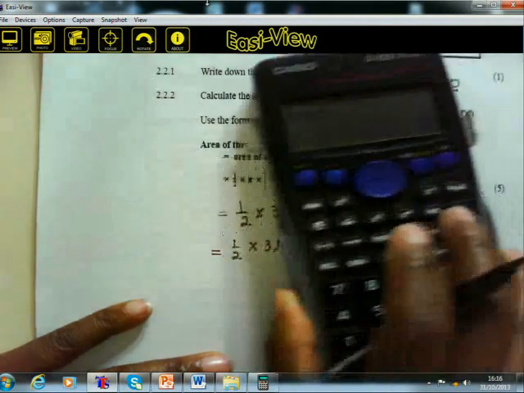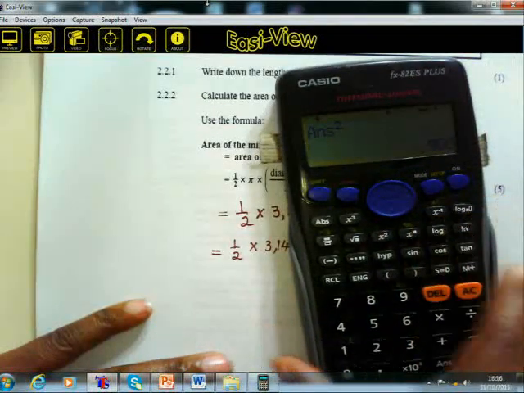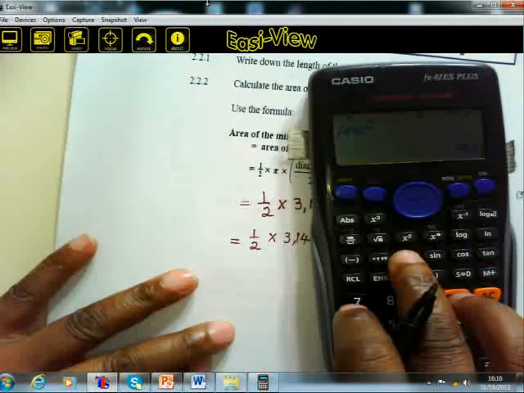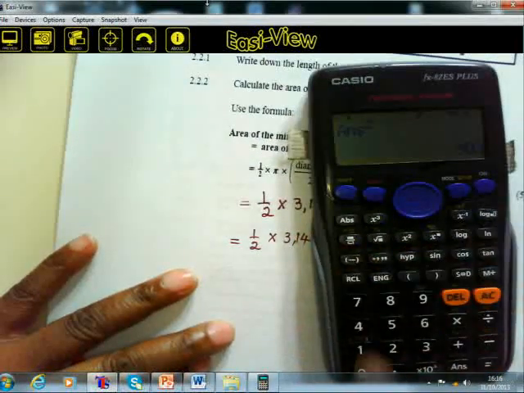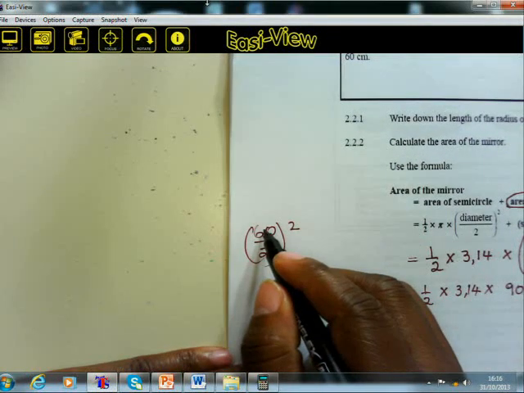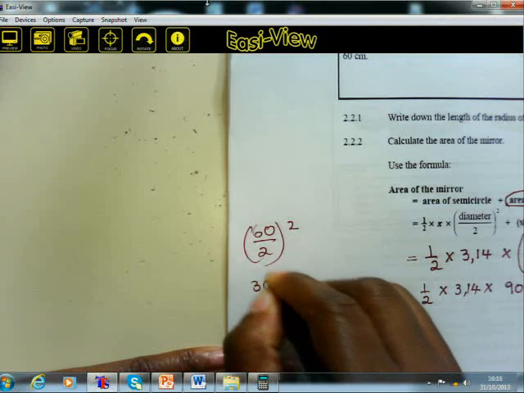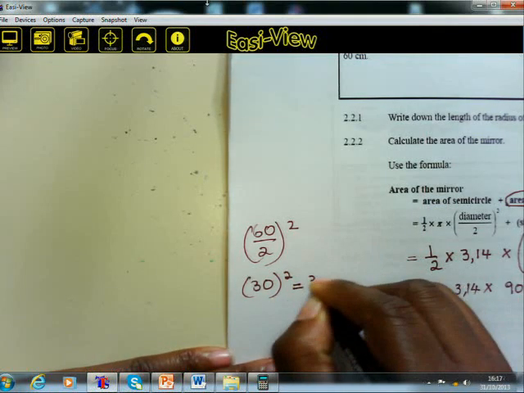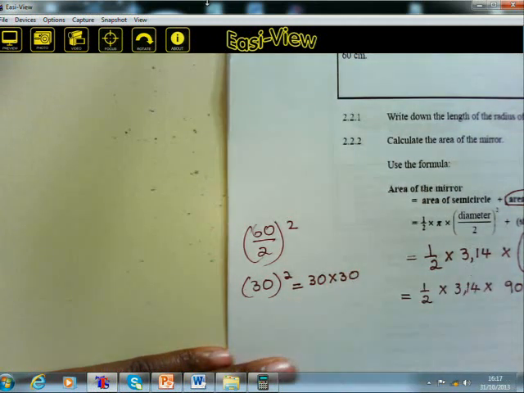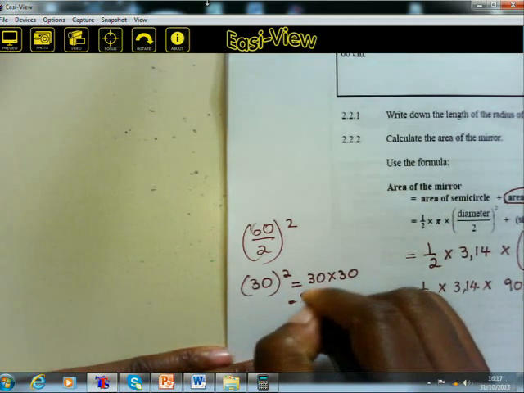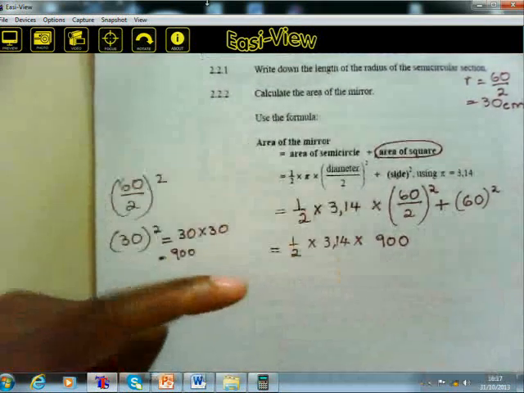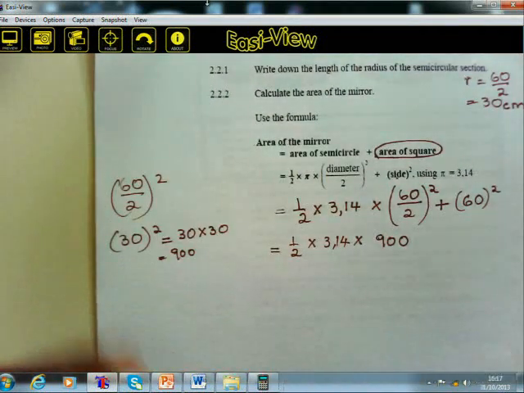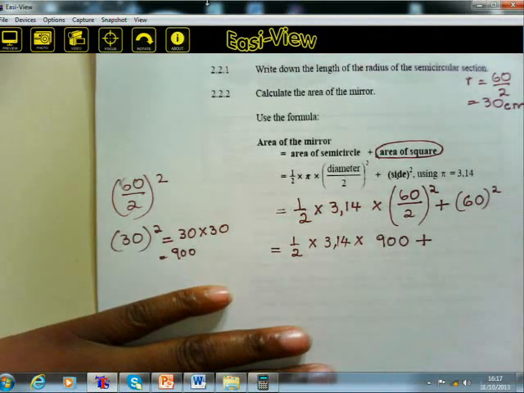Those who are maybe using adding machine calculators which are not like this one, remember we don't have signs like squared or cubed in our adding machines. We all know by now that if we say 60 divided by 2 squared, you will start by dividing 60 by 2, which is 30, and then 30 squared means 30 multiplied by 30. That is 900. That is why I'm saying please stick to your calculator, because I'm sure by now you know how to use it. And then plus 60 squared.